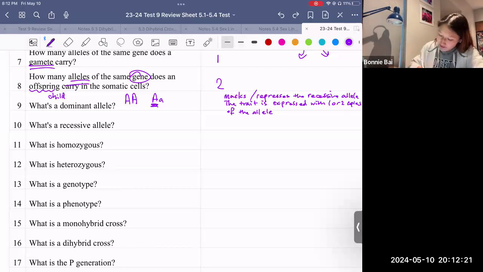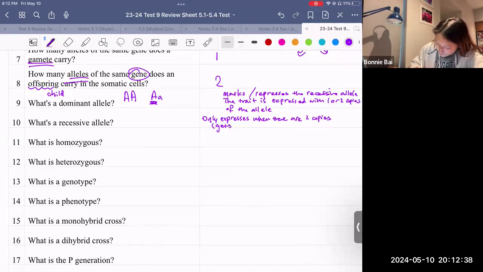So the recessive allele, you can say, only expresses when there are two copies. Or you can remember it gets repressed by the dominant allele.